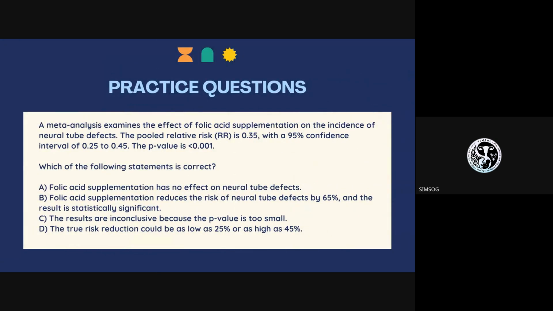Next question. A meta-analysis examines the effect of folic acid supplementation on incidence of neural tube defects. The pooled relative risk is 0.35 with a 95% confidence interval of 0.25 to 0.45. The p-value is less than 0.001. Which of the following statements is correct? Now, does anybody want to try?